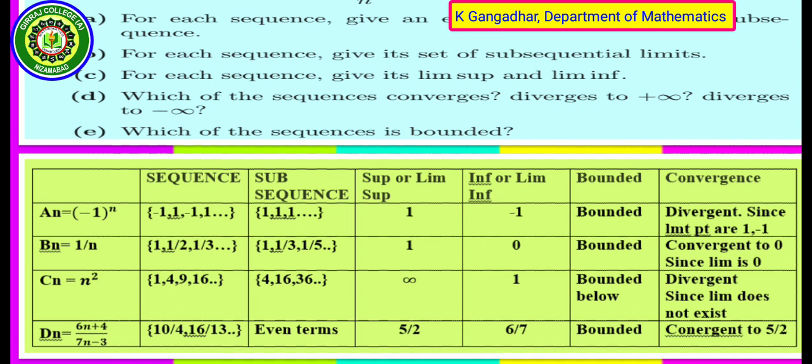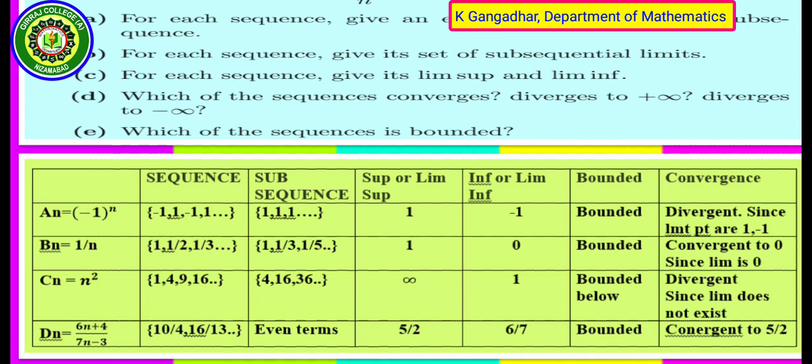These two are called sequential limits. Here we have only the infimum, which means lower bound. So we say that the sequence is bounded below. Here the supremum does not exist, which means the limit value does not exist. So the sequence is not convergent. Not convergent means it is a divergent sequence.